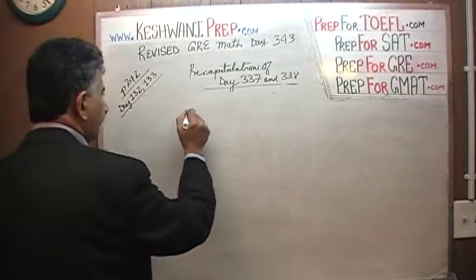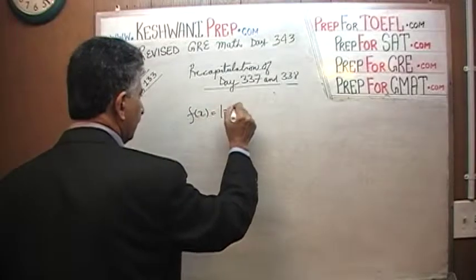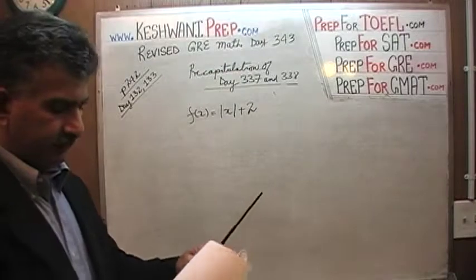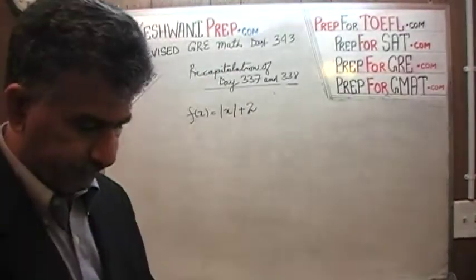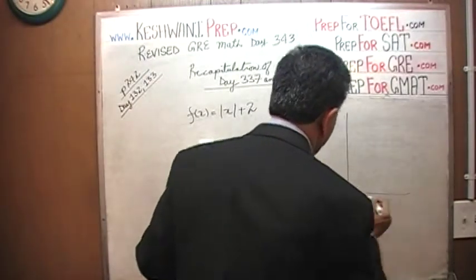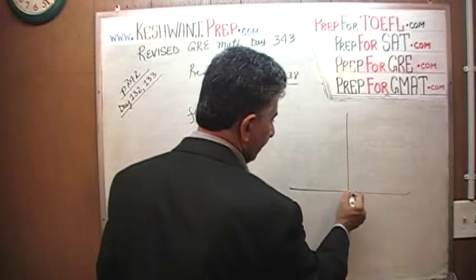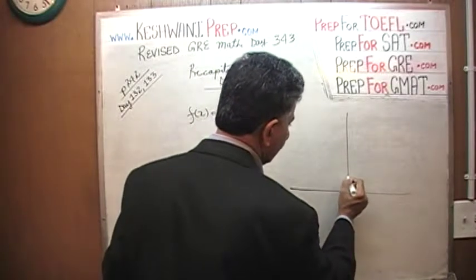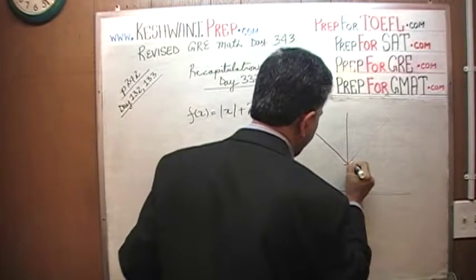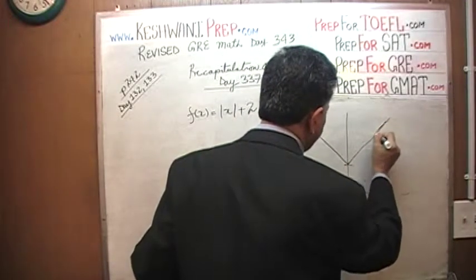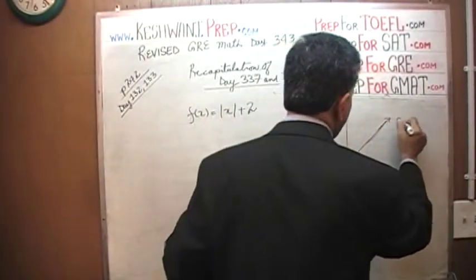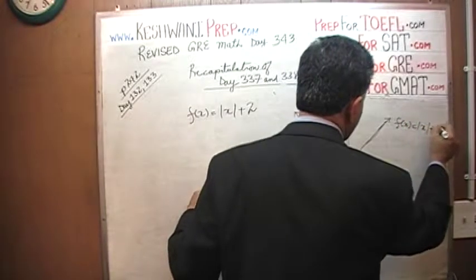So the first one was f of x equals absolute value of x plus 2, I believe it was. Absolute value of x would have been a V shape at the origin. Instead of the origin, it's going to be at 2. 1, 2, that's all. There you go. So that's our f of x, which is absolute value of x plus 2.